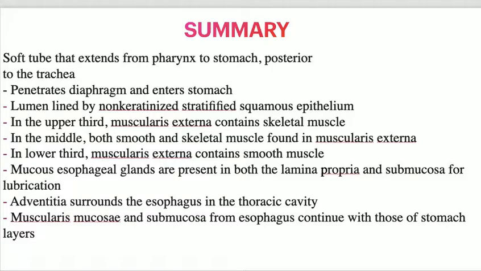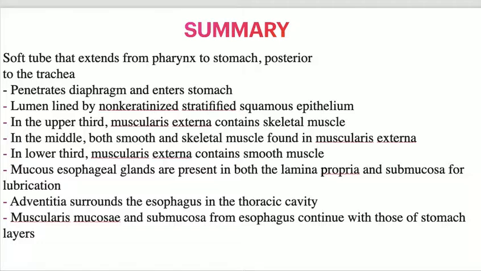So if we summarize the histology of the esophagus, this is a tube that extends from the pharynx to the stomach, posterior to the trachea, penetrating the diaphragm and entering the stomach. The lumen is lined by non-keratinized stratified squamous epithelium. In the upper third, the muscularis externa contains skeletal muscle. In the middle, both smooth and skeletal muscle are found in the muscularis externa, and in the lower third, the muscularis externa contains smooth muscle.